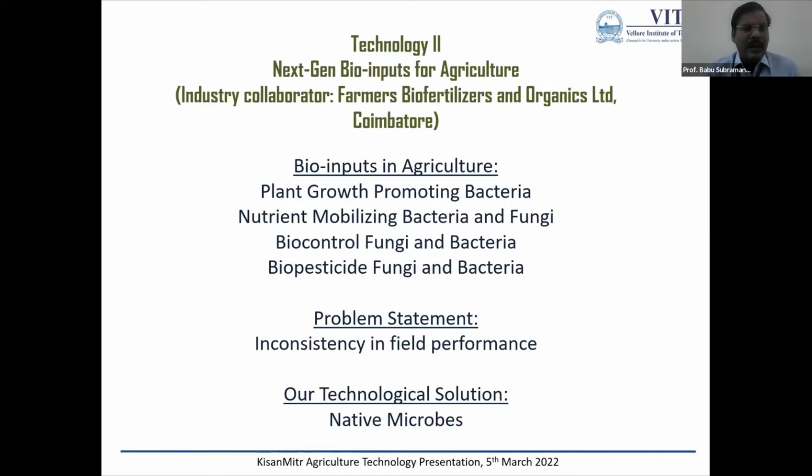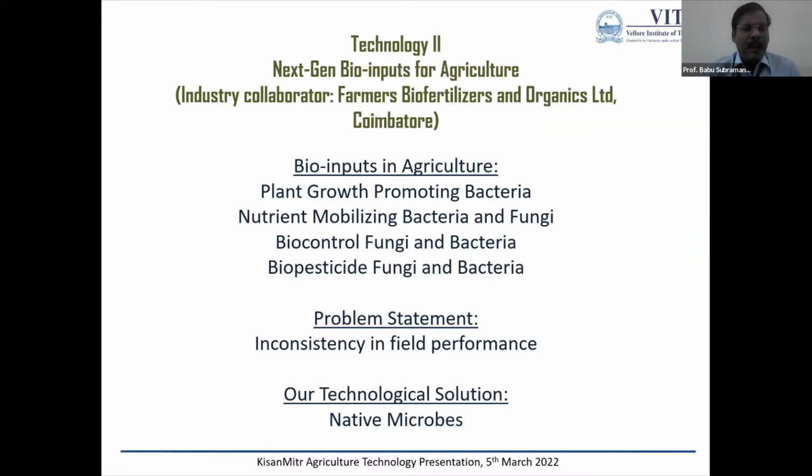With our industrial collaborator Farmers Biofertilizers and Organics Limited at Coimbatore, we are developing products that are useful in agriculture. The bioinputs in agriculture include plant growth promoting bacteria, nutrient mobilizers, and agents for plant protection, for pest and disease control, etc. But for a long period of time, more than 30 or 40 years, we have been using the same Trichoderma, Pseudomonas fluorescens, Bacillus thuringiensis, phosphate mobilizing Bacillus, etc.